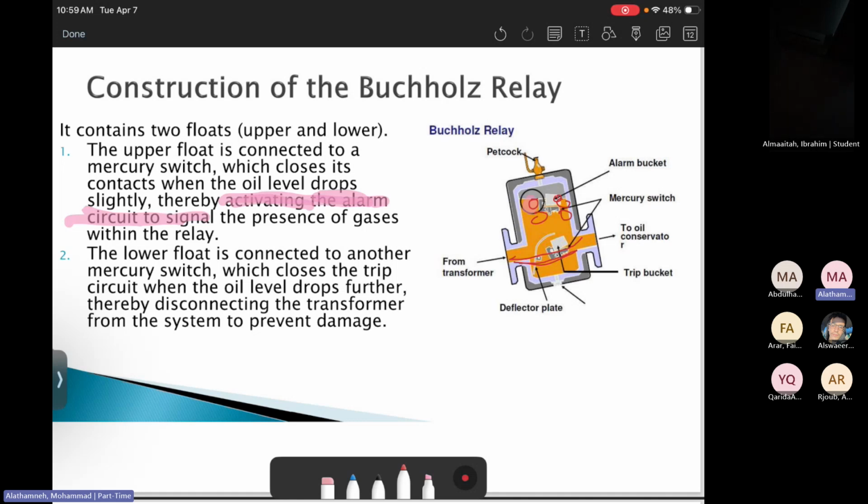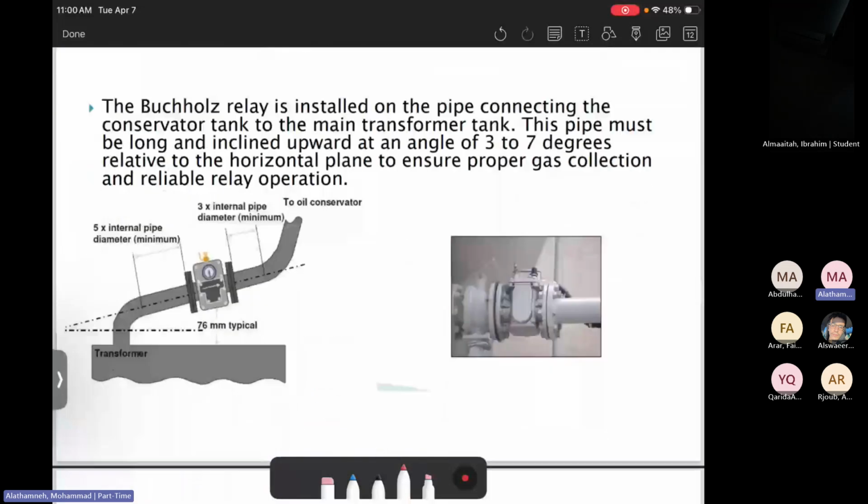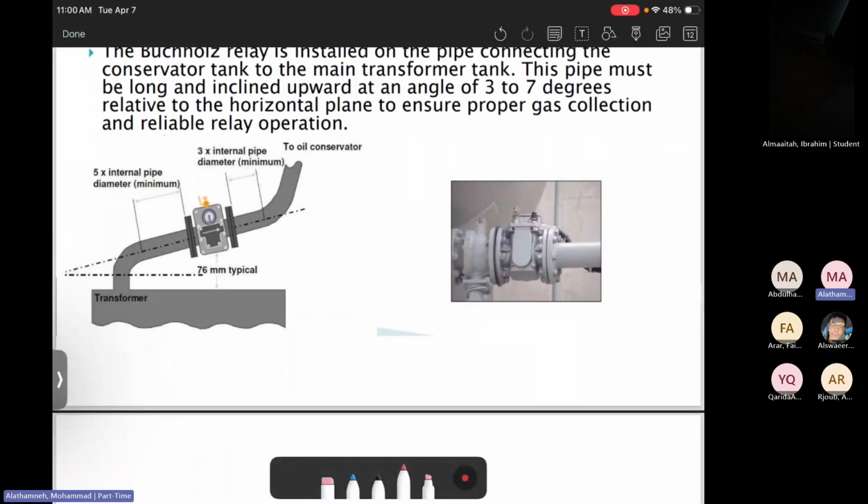So if it reaches this level, it means there is something serious that we must solve. Therefore it will trip automatically, then maintenance is sent to solve the problem. After that, they will de-energize it and then re-energize it. Where is the location of the Buchholz relay?